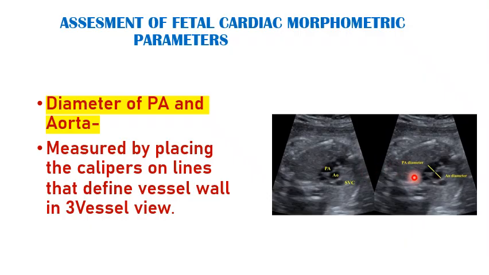Diameters of the pulmonary artery and aorta are measured by placing the calipers on lines that define the vessel wall in the 3-vessel trachea view.